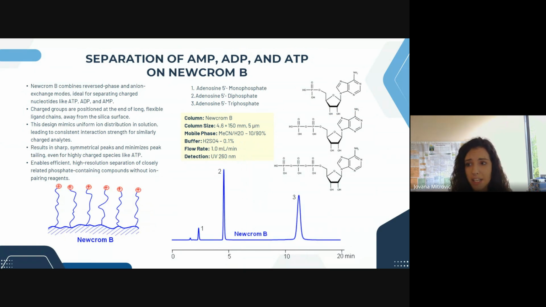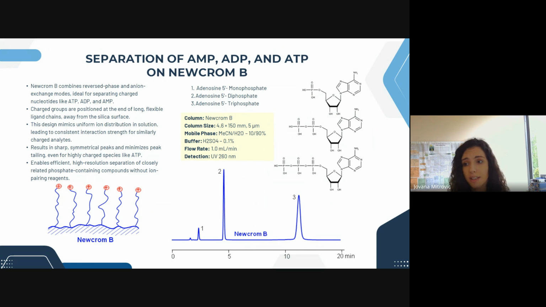Another excellent application of Nucrom columns is the separation of nucleotides such as AMP, ADP, and ATP, which differ only by a single phosphate group. And on conventional single-mode ion exchange columns, these compounds often produce poor peak shape and limited resolution.